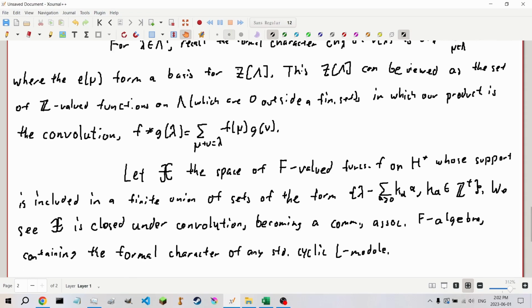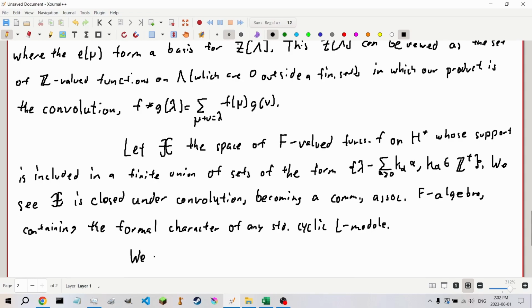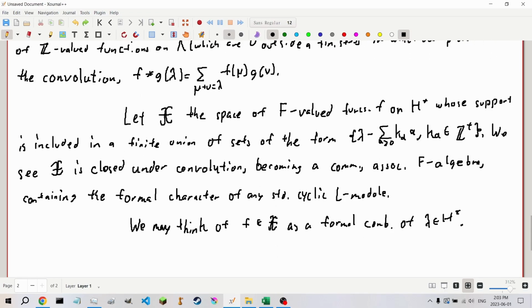Now, we may think at times of an f in our space X of these F valued functions on h star as a formal combination of lambdas in our h star, with coefficients, of course, in our F. I'm going to need a new paragraph for that, new line for this.